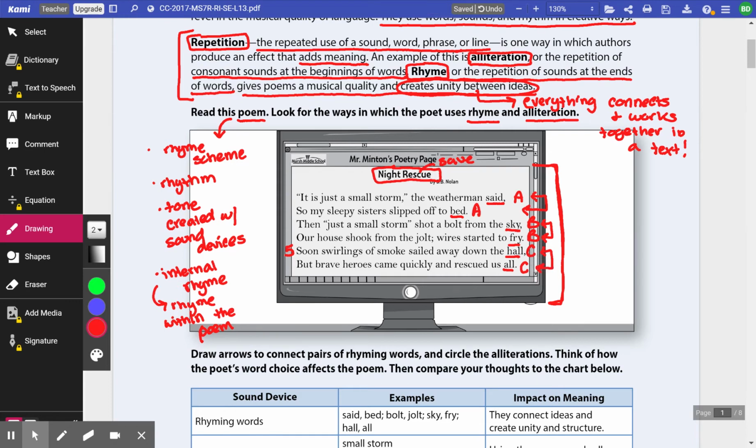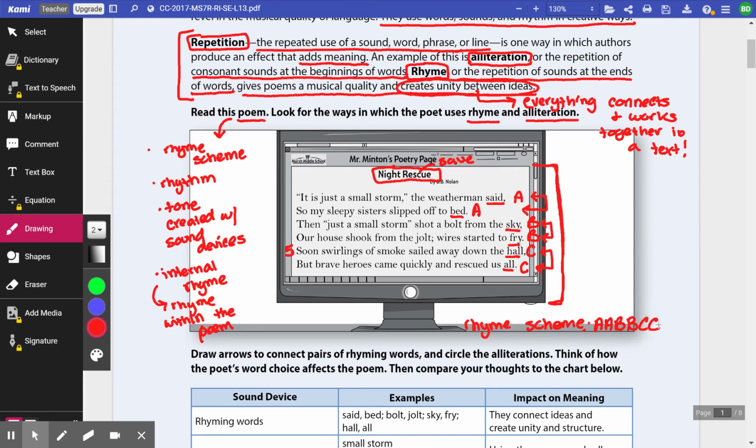So I know that there are things working together in this poem to help me understand what's going on in the overall poem. This is one way I can figure out how the poem is working together to establish unity in tone and meaning by looking at how the rhyme scheme is connected to each other. So my overall rhyme scheme for this would be A, A, B, B, C, C.